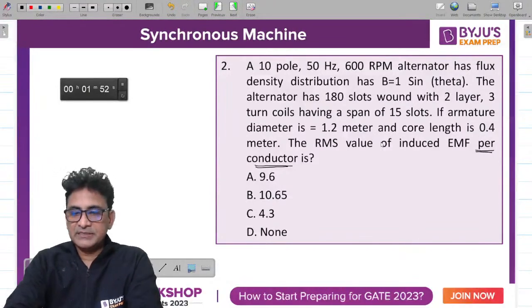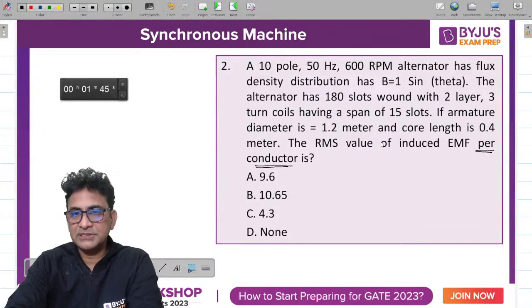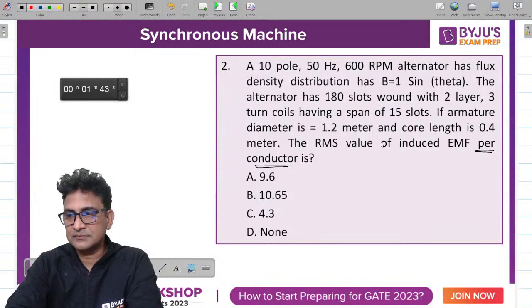Sit with a pen, pencil, calculator and a copy during this class and try to solve all these questions on your own. If you are not able to solve a question, do not get demotivated. Just try to learn the new concept before the GATE examination.